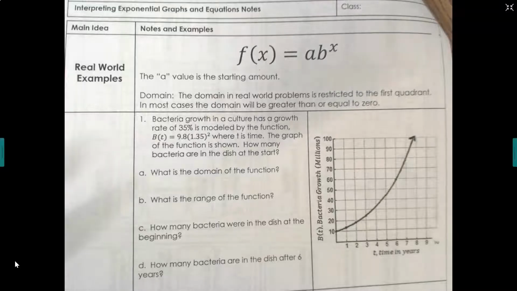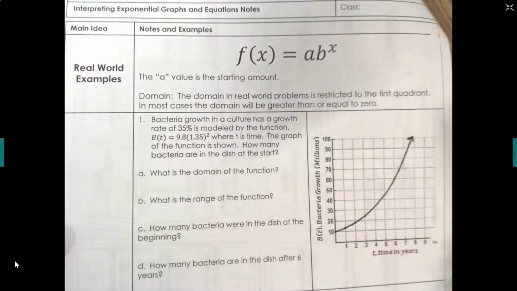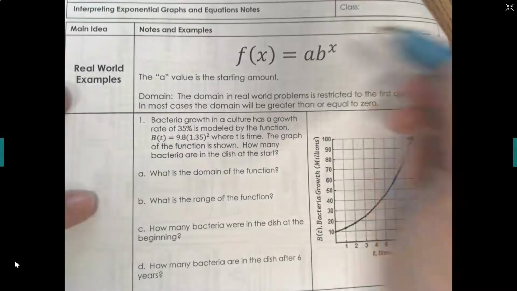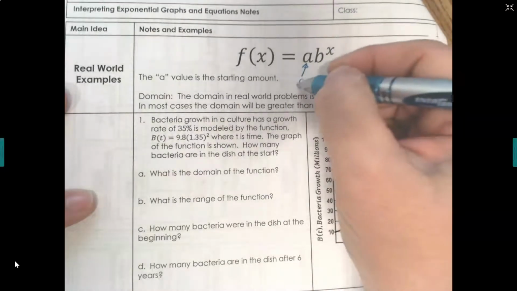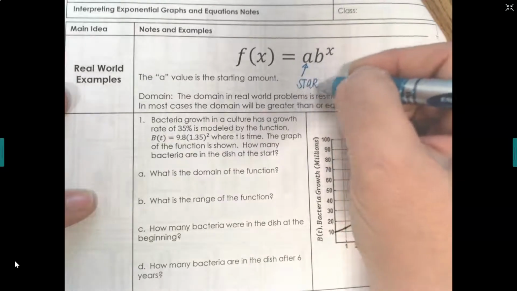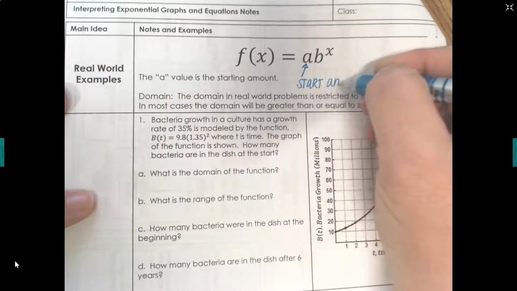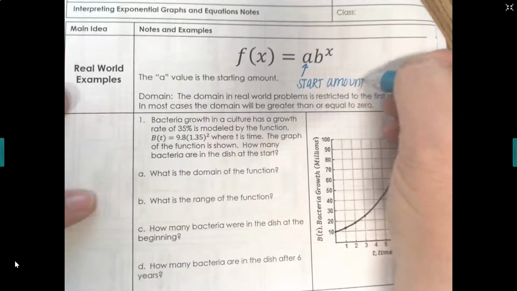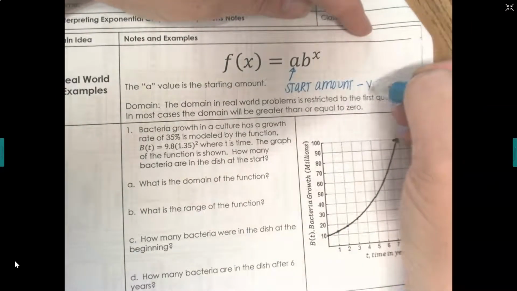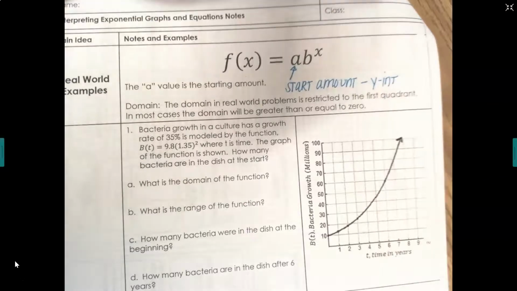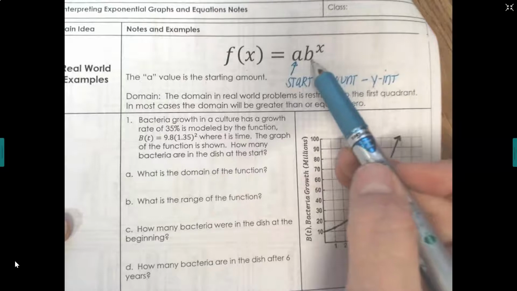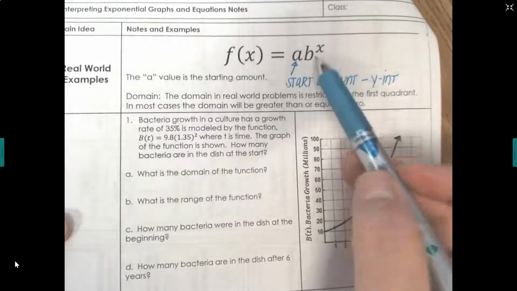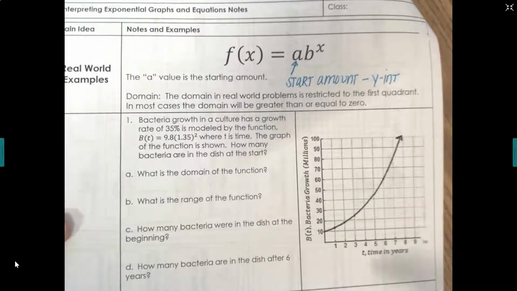All right, so let's go back. This is our basic exponential function equation. The thing that you want to know about this is this a value represents the start amount. That's your y-intercept. So that's your start amount, which in the real world is the y-intercept. Okay? The b is what's being multiplied, and the x is usually defined in each problem. A lot of times it's time.